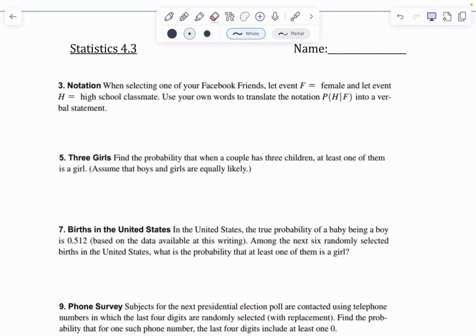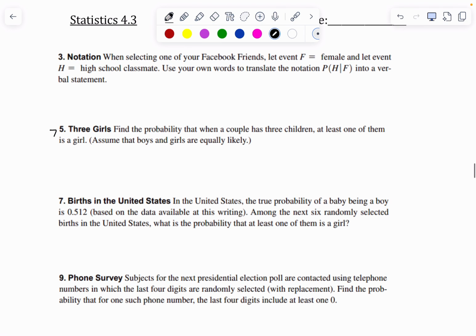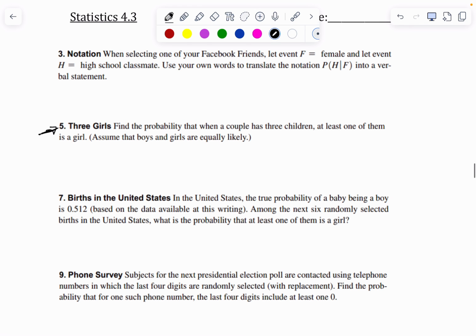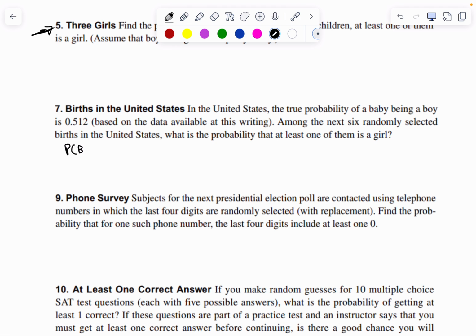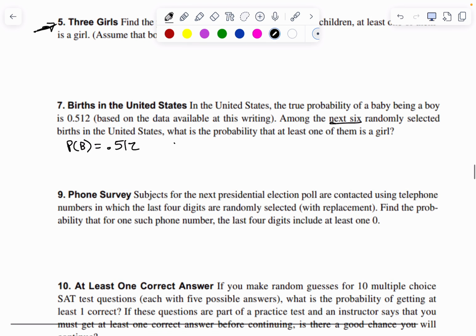Let's go to number 7. Number 5 is easier than number 7 because that's a 50-50. But number 7, births in the United States. The true probability of a baby being born a boy is 0.512. So it is a little bit higher than 50-50. Among the next 6 randomly selected births, what is the probability of at least one girl?